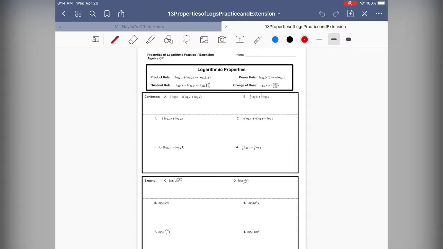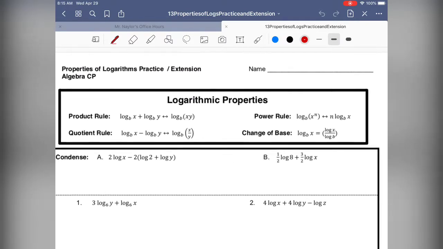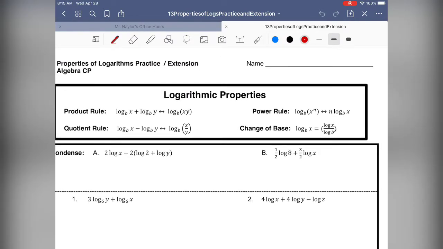To better understand the properties of logs, we're going to do what we would often do in class, and that is to spend a second day visiting with the ideas and also extending them. Now, the properties that you see at the top of your paper, they're the same from yesterday. We have the product rule.